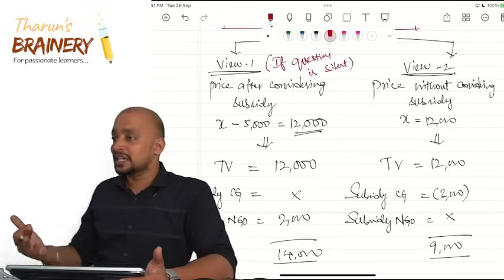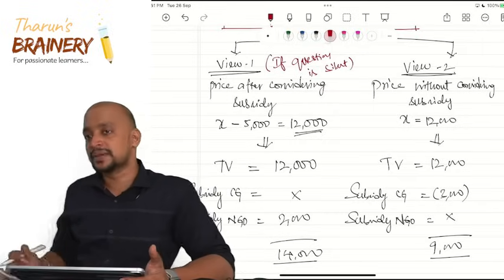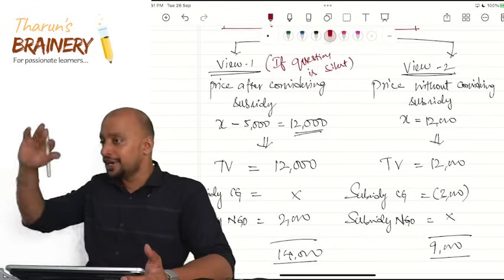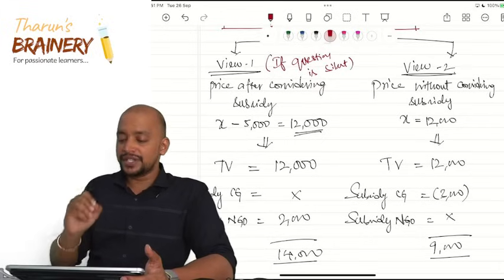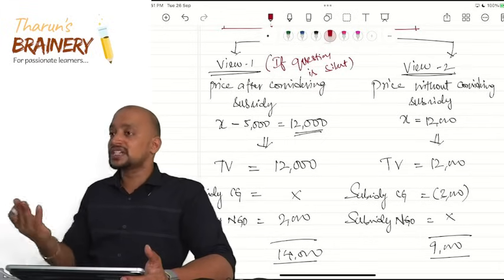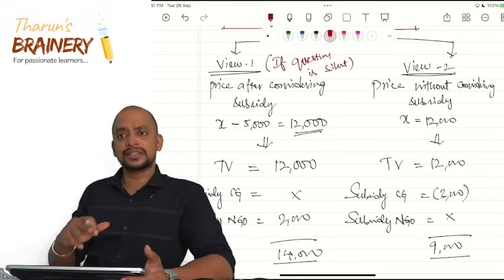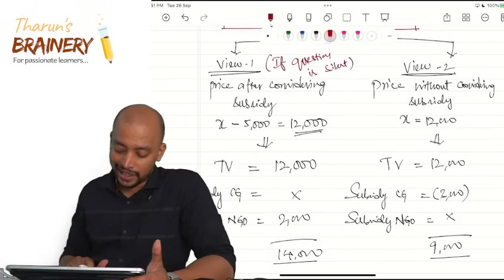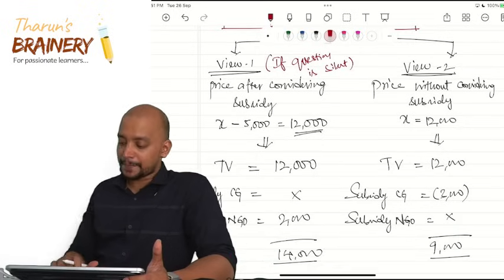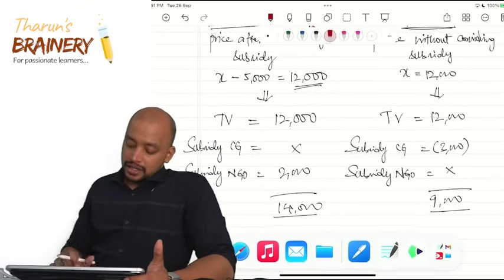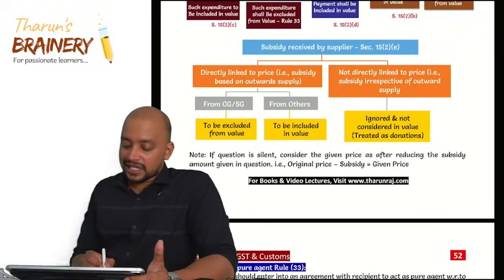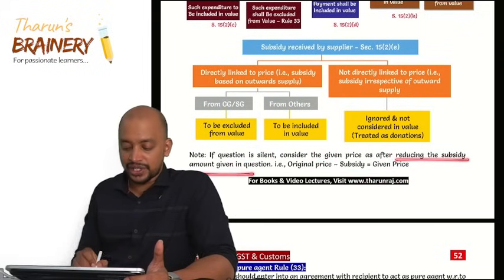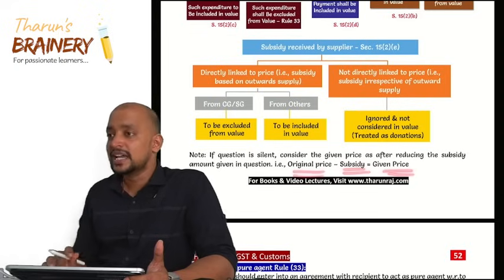That is, they assume that the given price is after considering the subsidy, which means in the given price the subsidy given in the question is already reduced and they have arrived. Suppose if the question clearly says the price is without considering subsidy or after considering subsidy, you follow that only. Only when the question is silent, then you need to by default follow view 1. So that's what I have given here. That is, if the question is silent, consider the given price as after reducing the subsidy amount given in the question, that is original price minus subsidy is the given price.